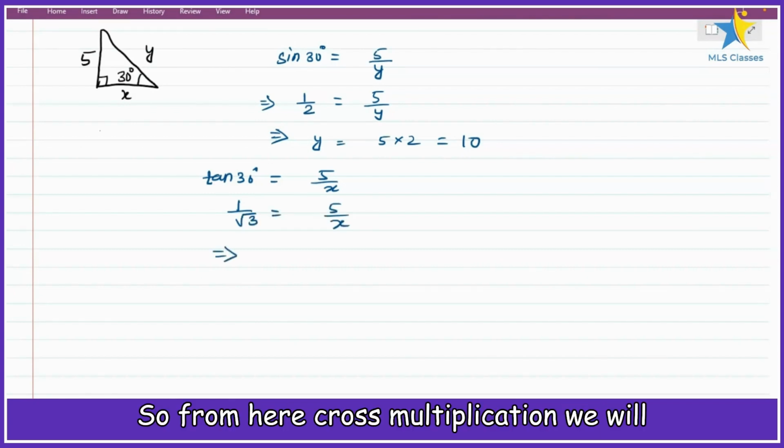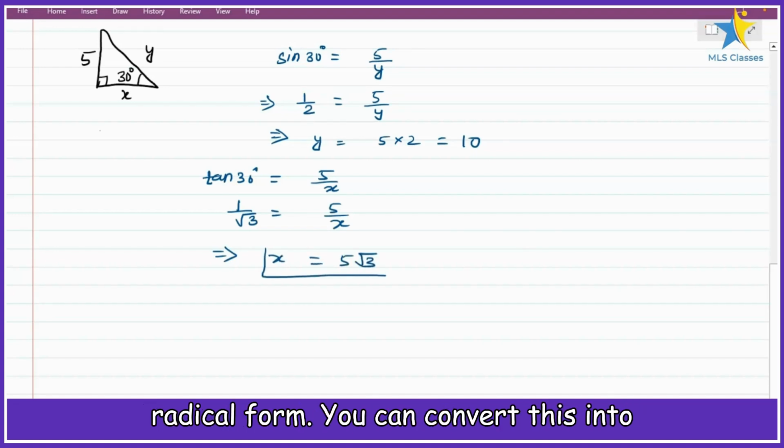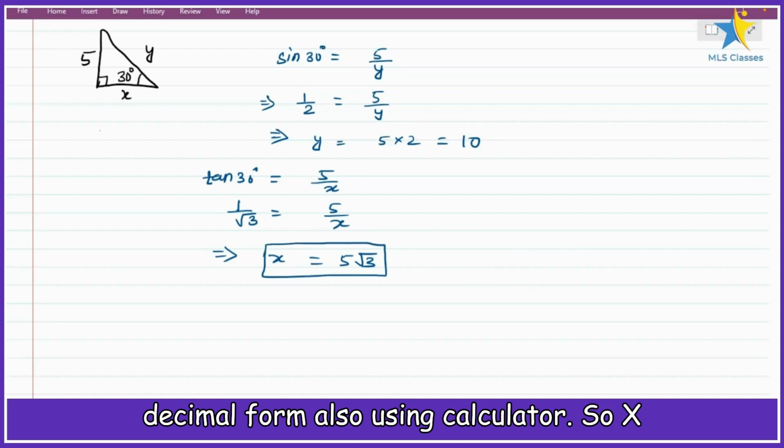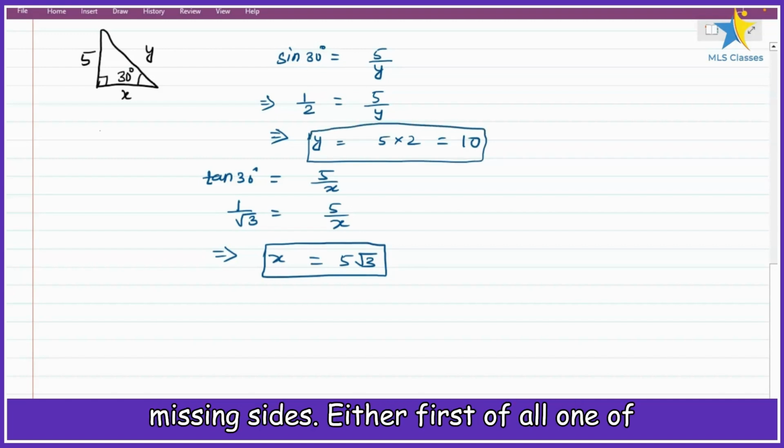So from here on cross multiplication we will be getting x equal to 5 root 3 in the radical form. You can convert this into decimal form also using a calculator. So x is 5 root 3 and y is 10. So these are the values.